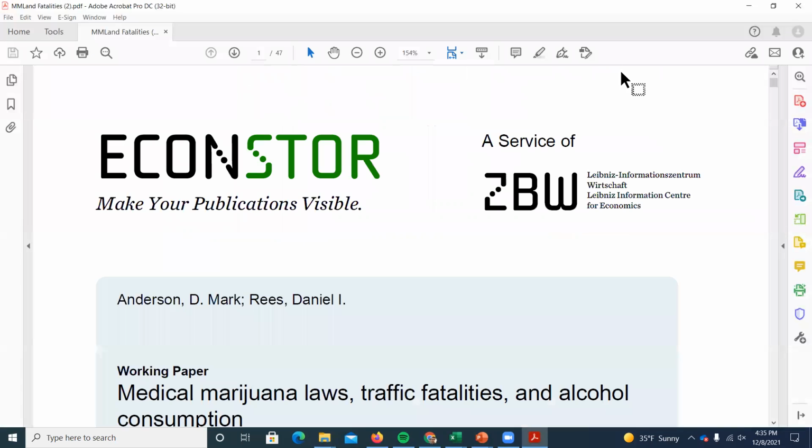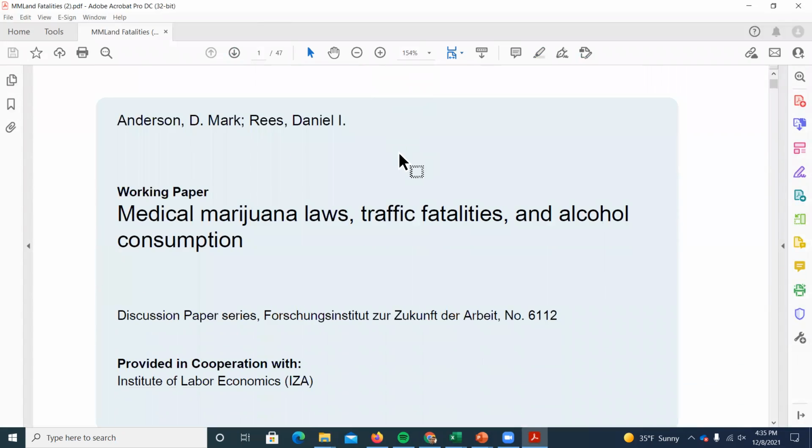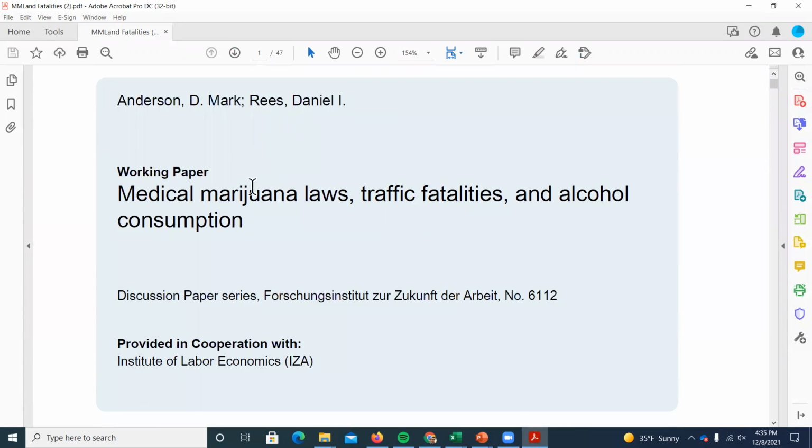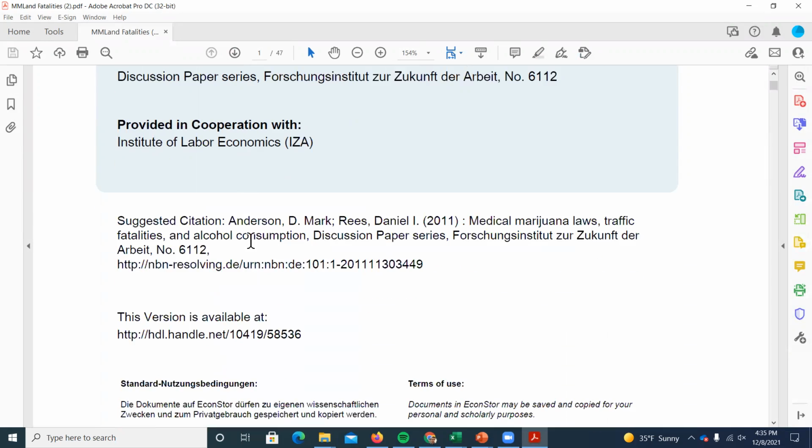I want it to open up as a PDF. There we go. So I'll try to make this as easy to understand as possible. This is an actual peer-reviewed paper. Currently this is a working paper, but it's been published since then. And it asks a pretty interesting question.